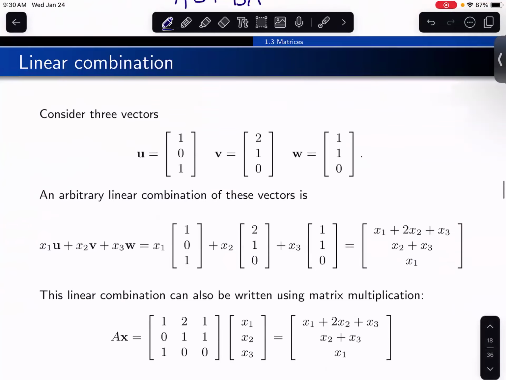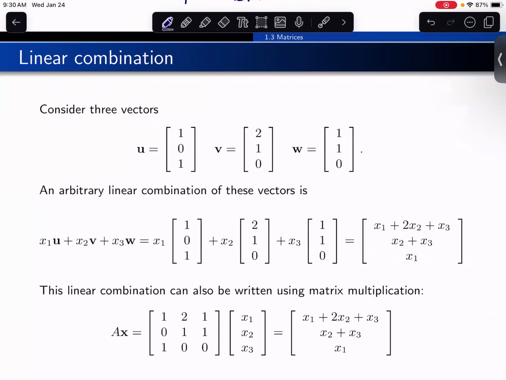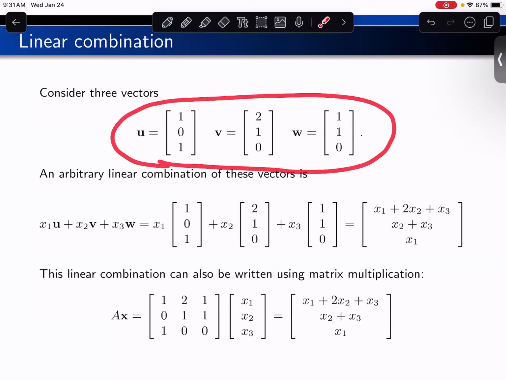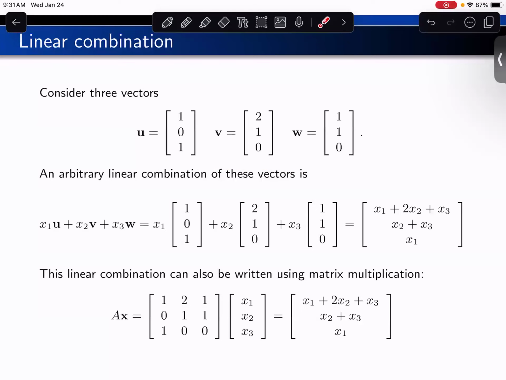Next, this is a preview of section 2.1, or really chapter 2. We're going to spend a lot of time thinking about solving linear equations using matrices. It's actually why matrices were first introduced in the first place, to solve systems of linear equations. So for the remainder of this class, we're going to be assuming that U, V, and W are as follows. They're all 3 by 1 matrices, or 3 by 1 vectors.